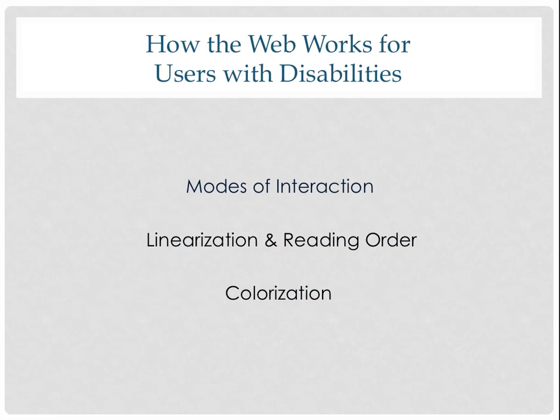The web works differently for users with disabilities than it does for non-disabled users. Although all users can have an equivalent experience, there are certain things to consider about a disabled user's web experience when coding for accessibility. We'll discuss modes of interaction, linearization in reading order, and colorization.